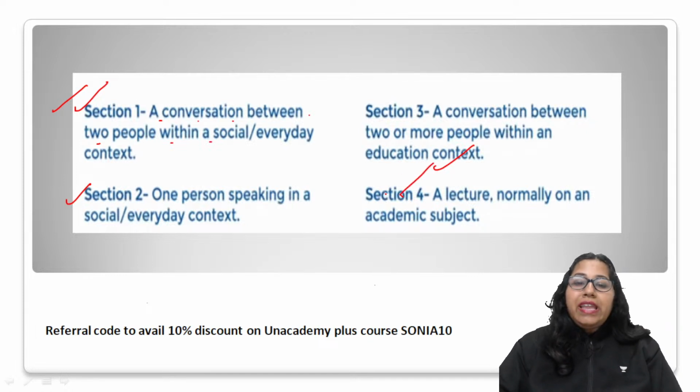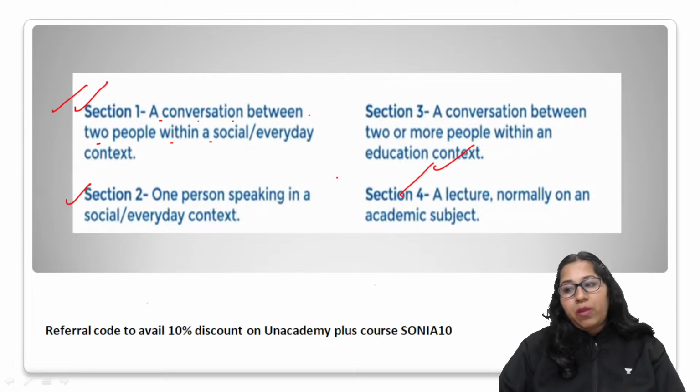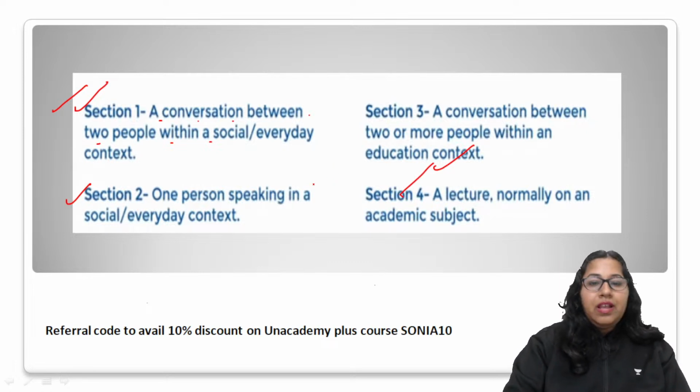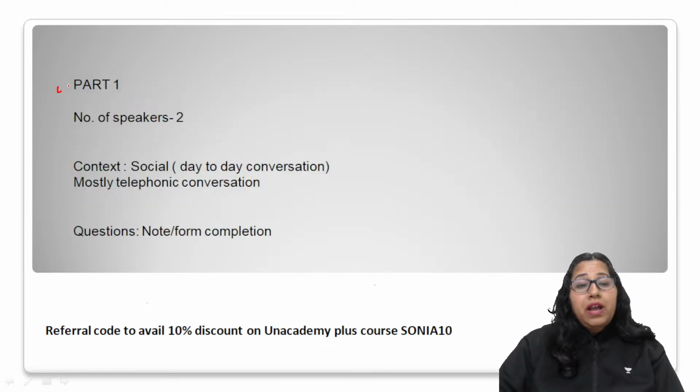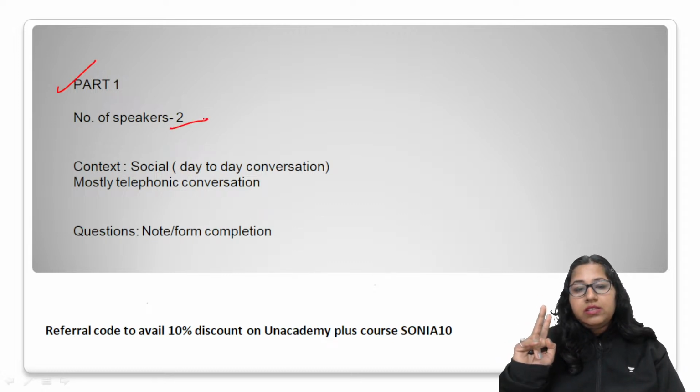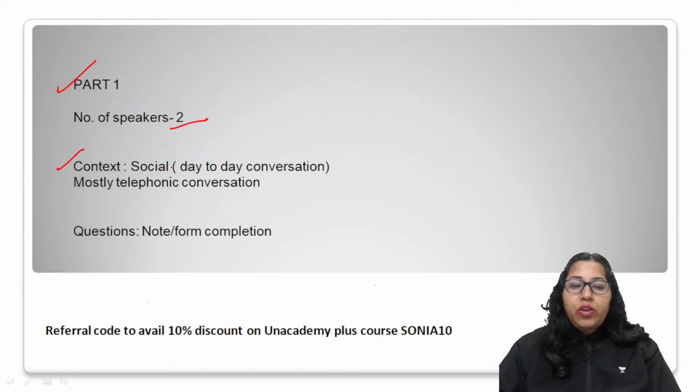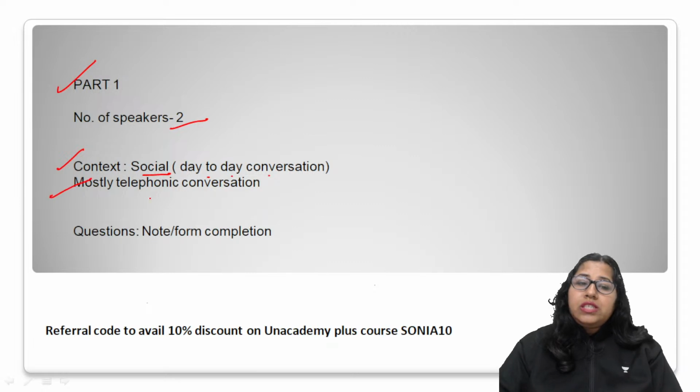I'm going to explain each one of these parts or sections in more detail, one by one. So let's get started. When it comes to part 1, the number of speakers will be 2. The context is going to be social, which means day-to-day conversation, and mostly it's a telephonic conversation.